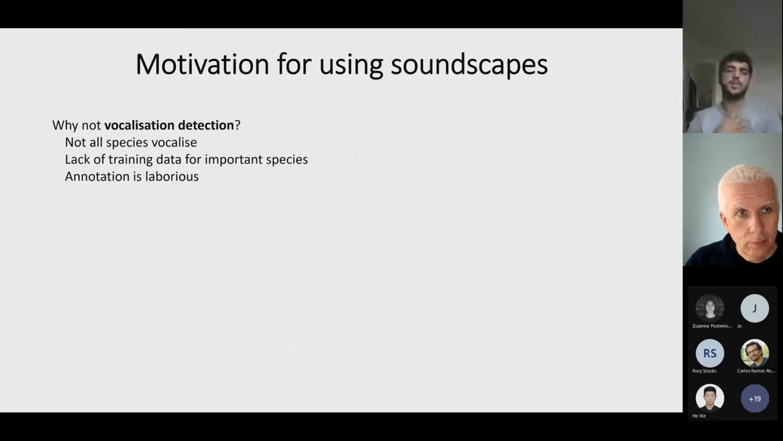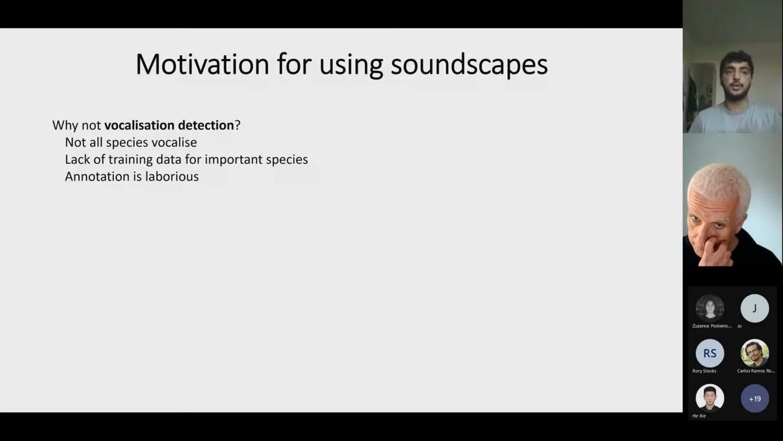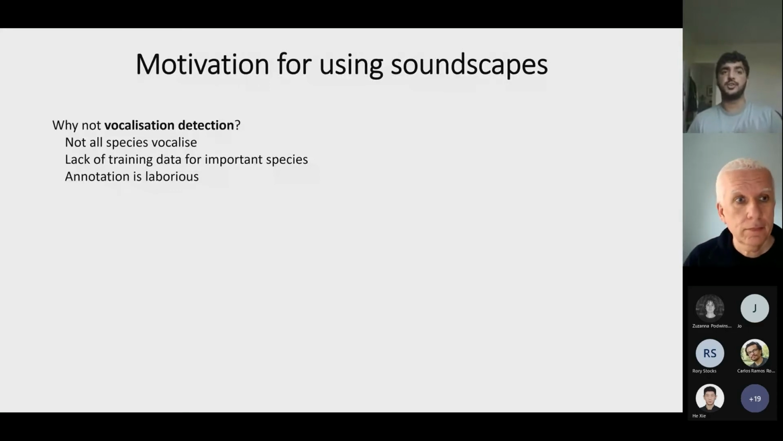So you might say, why bother? Why not just use vocalizer detection if you're looking for a species? The first answer is not all species vocalize. So what we want to try and use is a soundscape as an indicator of whether species are there or not, and it's not just limited to vocalizing species. There might be certain ant species or whatever, right?